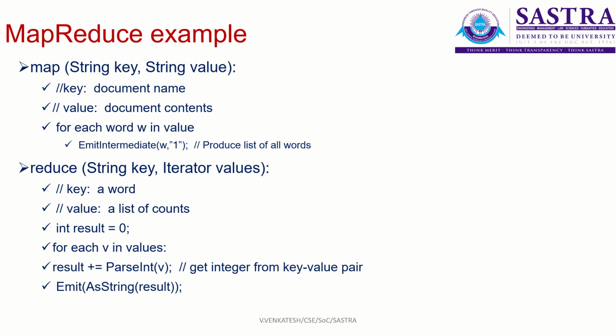This is going to be done on multiple servers. That is the ultimate aim of a warehouse scale computer: we distribute the task across multiple servers, and the process is done on those servers. Once that process is over, the role of reduce is to get that word and the list of counts. Initially the result is zero. We perform one parse int, where all the things are strings, and we convert them into a value. Based on that we add, then convert it again into a string, and then it is displayed.